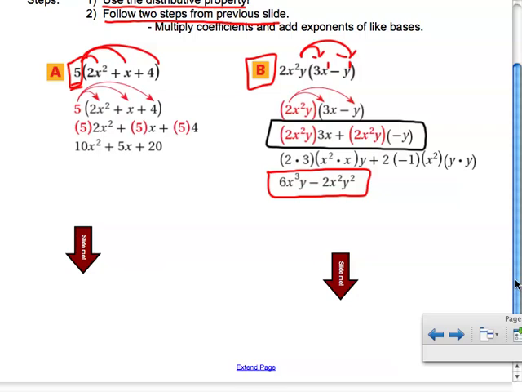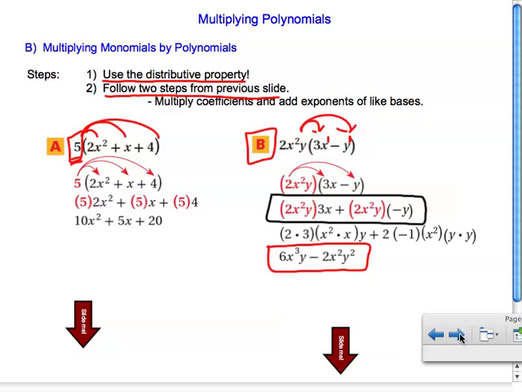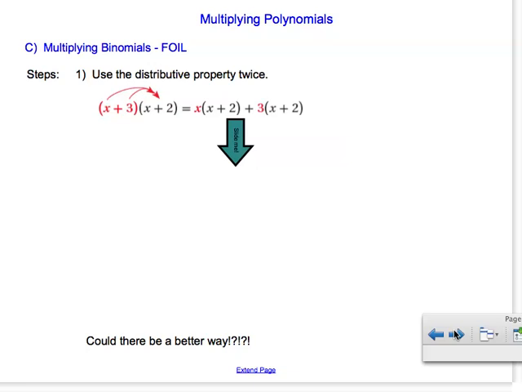So those are our first 2 slides for today. Just to review real fast, we did a monomial by a monomial, and then we did a monomial by a polynomial, using the distributive property. Okay, and now is where things get really fun. Now we're going to start multiplying binomials. So we have x plus 3 times x plus 2.